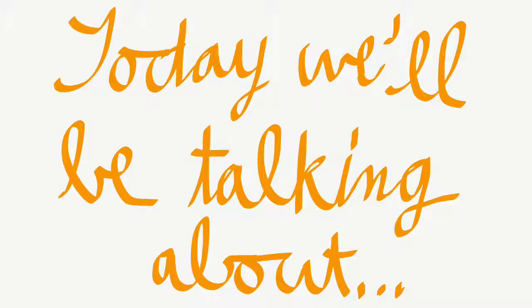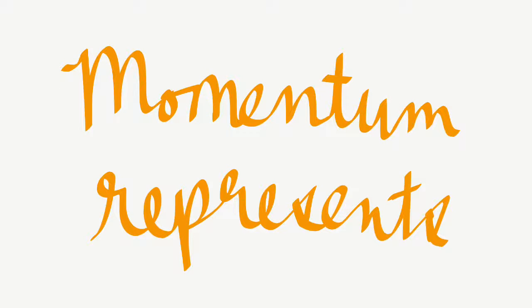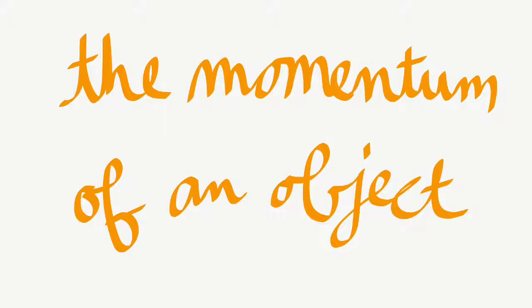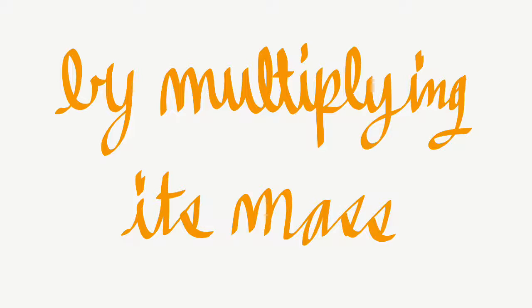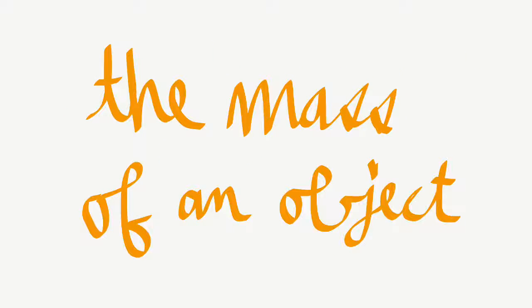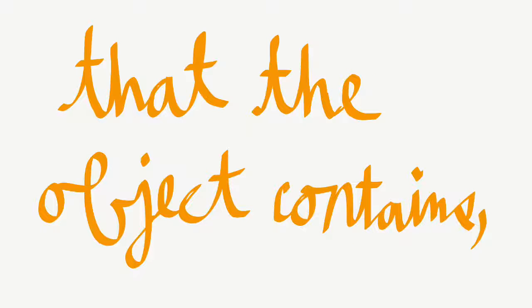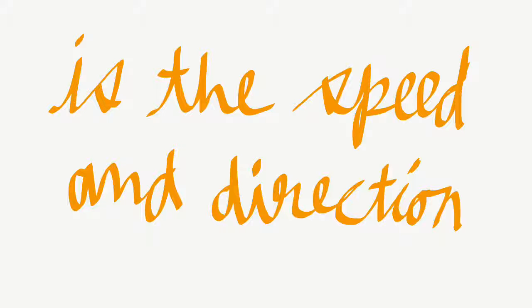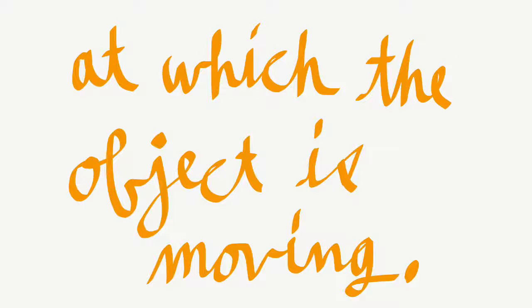Today we'll be talking about momentum. Momentum represents the motion of an object. You can figure out the momentum of an object by multiplying its mass by its velocity. By the way, the mass of an object is the amount of stuff that the object contains, and the velocity of an object is the speed and direction at which the object is moving.